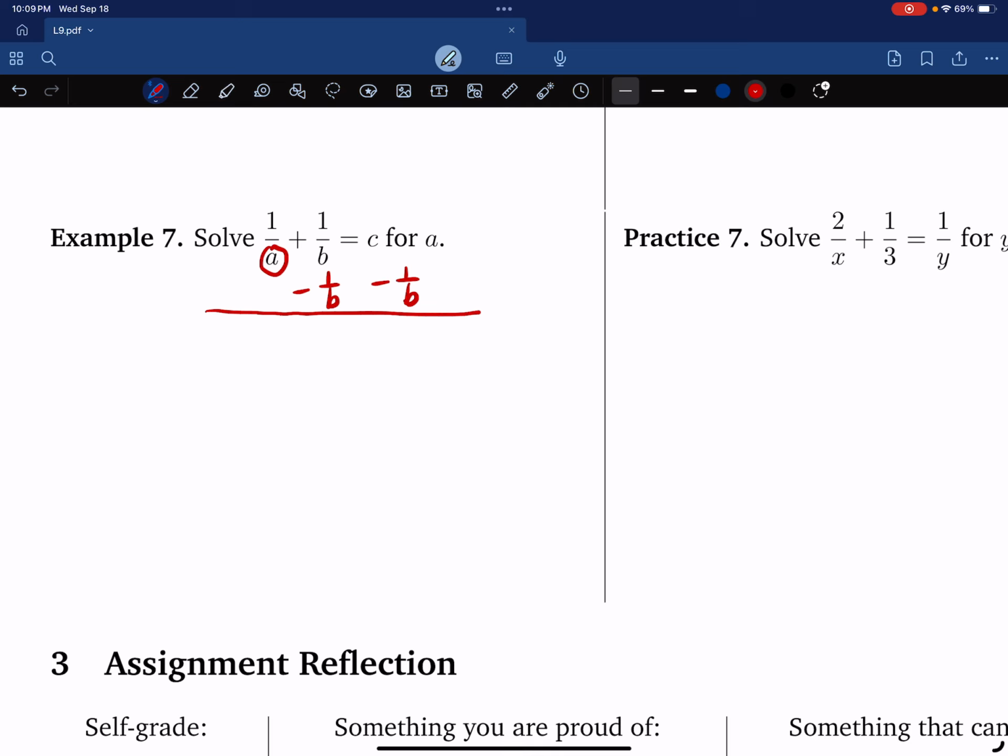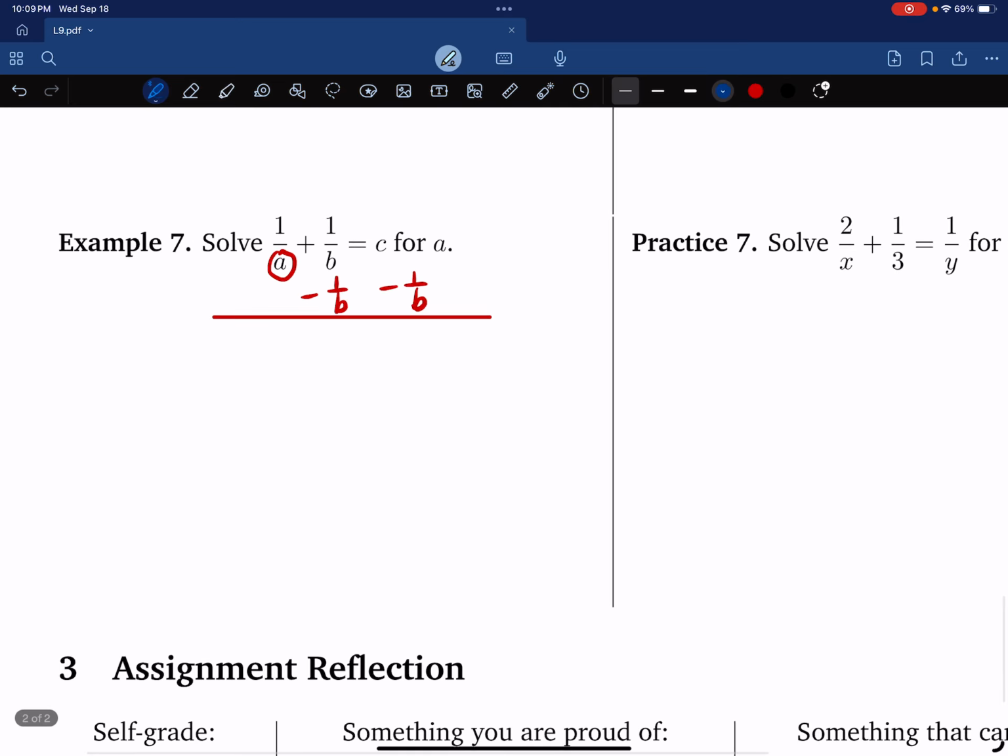I think one thing I can do is keep 1 over A on one side of the equation, right? So on the left-hand side, we get 1 over A. On the right-hand side, we have C minus 1 over B. Not bad. Next, we still need to isolate A. So how do we do that?